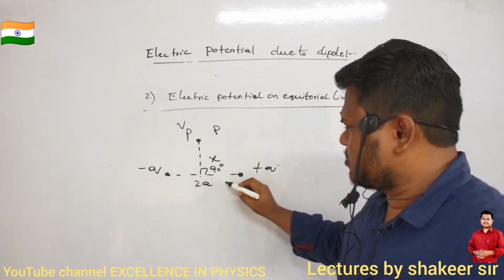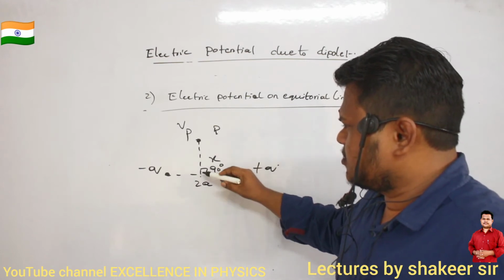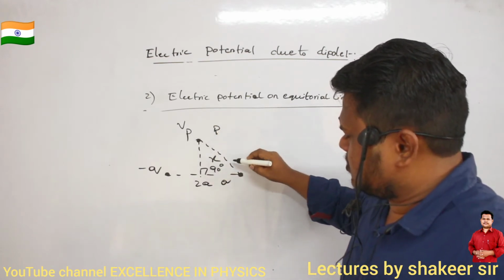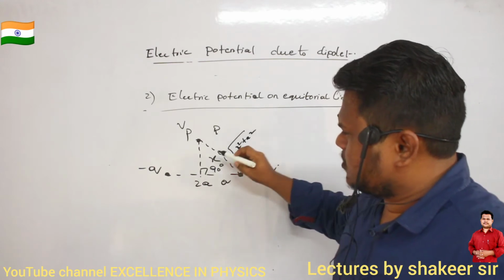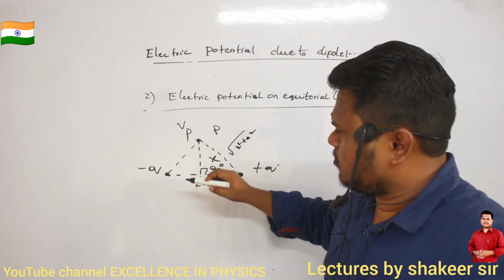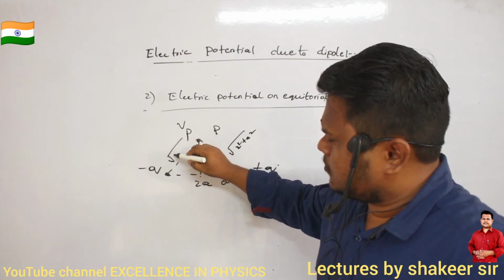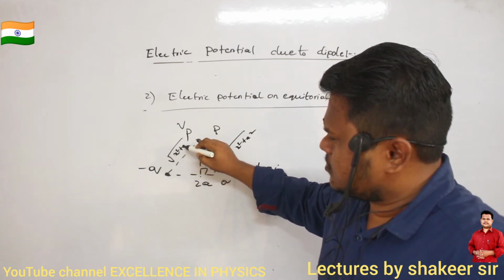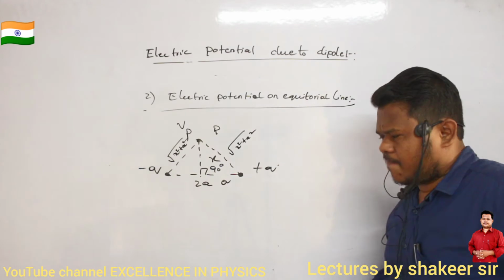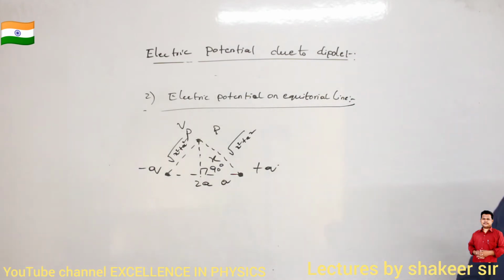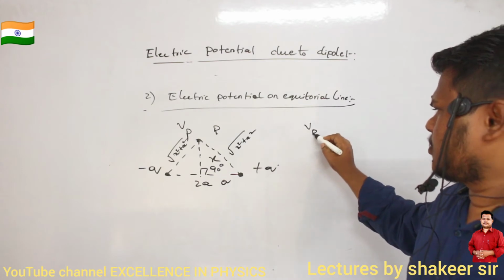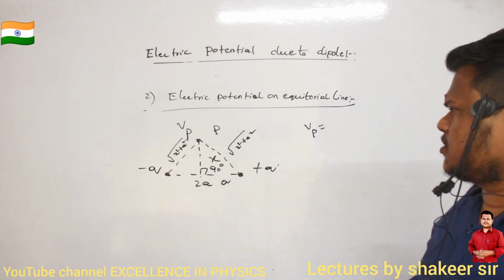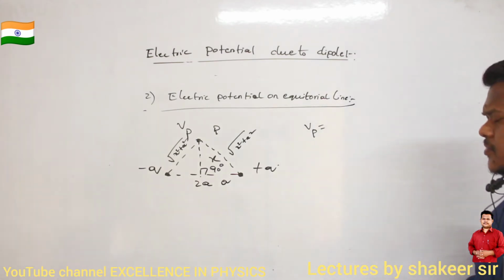That's all, no? This distance is a, this distance is x. So this distance will be square root of x square plus a square. Similarly, this distance also will be how much? This distance also will be square root of x square plus a square only. Now, without any calculation, I can say potential at point P is equal to 0. 0 is the answer. Why is 0 the answer?